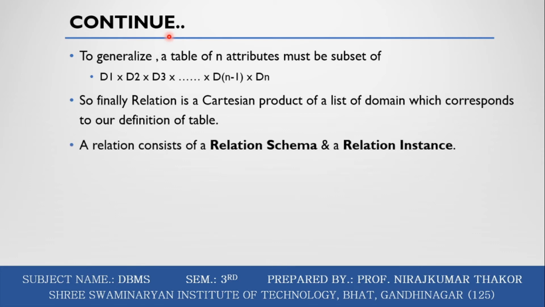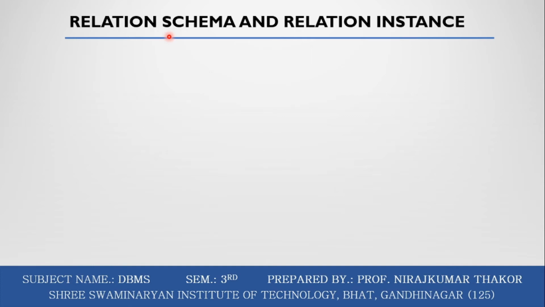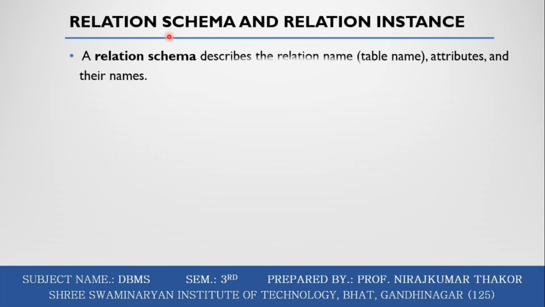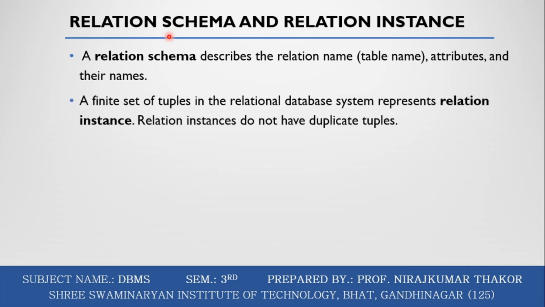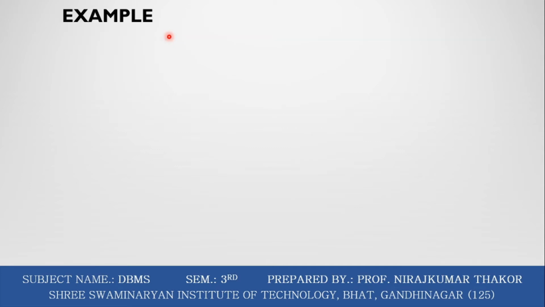A relation consists of the relational schema and a relational instance. Now, what is a relational schema? A relational schema describes the relation name, it means the table name, attributes and their names. A finite set of tuples in the relational database system represents the relational instance. The relational instance does not have duplicate tuples.